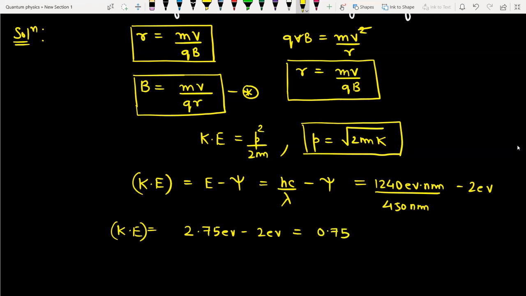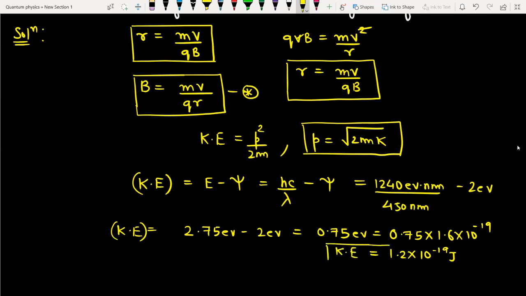Now, to convert these electron volts into joules, we multiply this 0.75 by 1.6 into 10 raised to the power minus 19. Why are we doing this? In the previous questions, we didn't convert electron volts into joules, but now since the magnetic field is involved, and the unit of magnetic field is Tesla, we want everything in standard units. So we multiply by 1.6 into 10 to the power minus 19, and we get the kinetic energy as 1.2 into 10 raised to the power minus 19 joules. This is the kinetic energy.